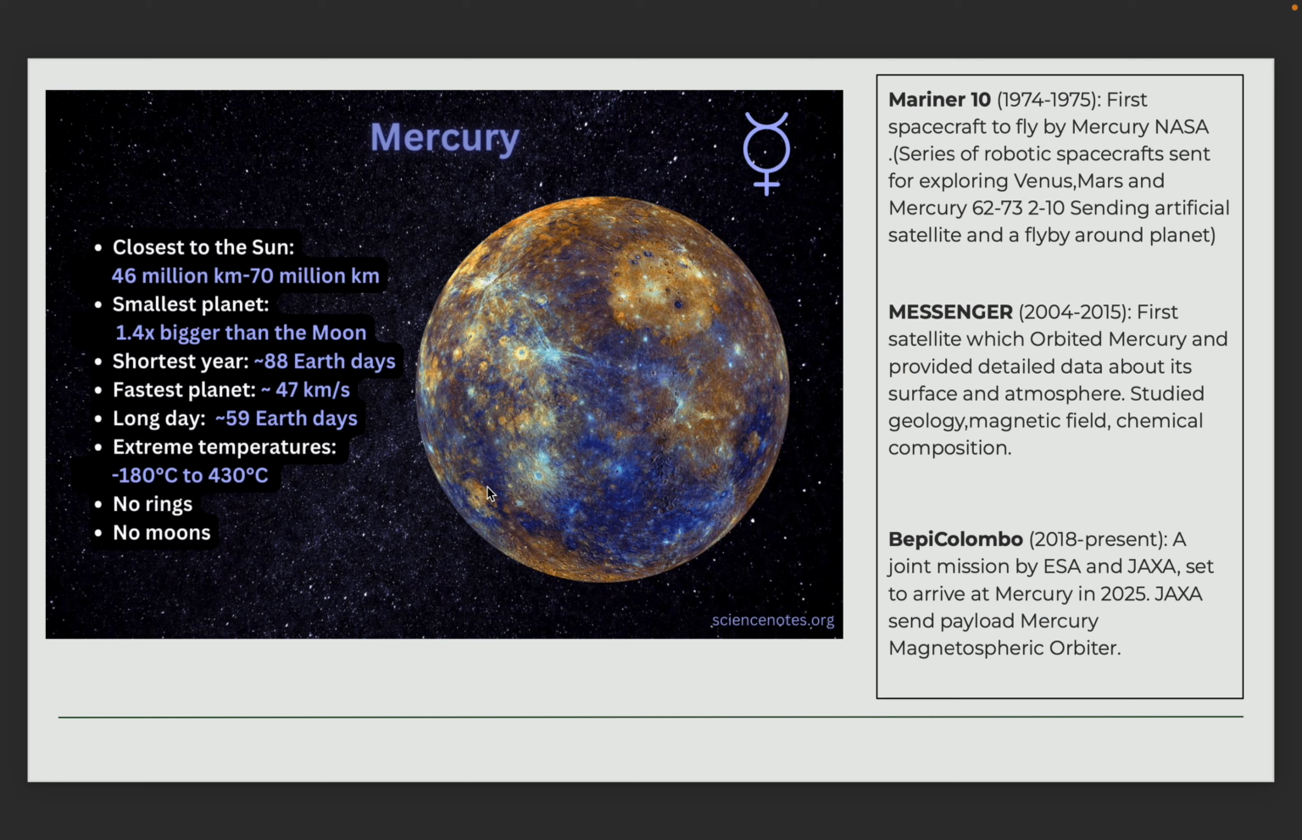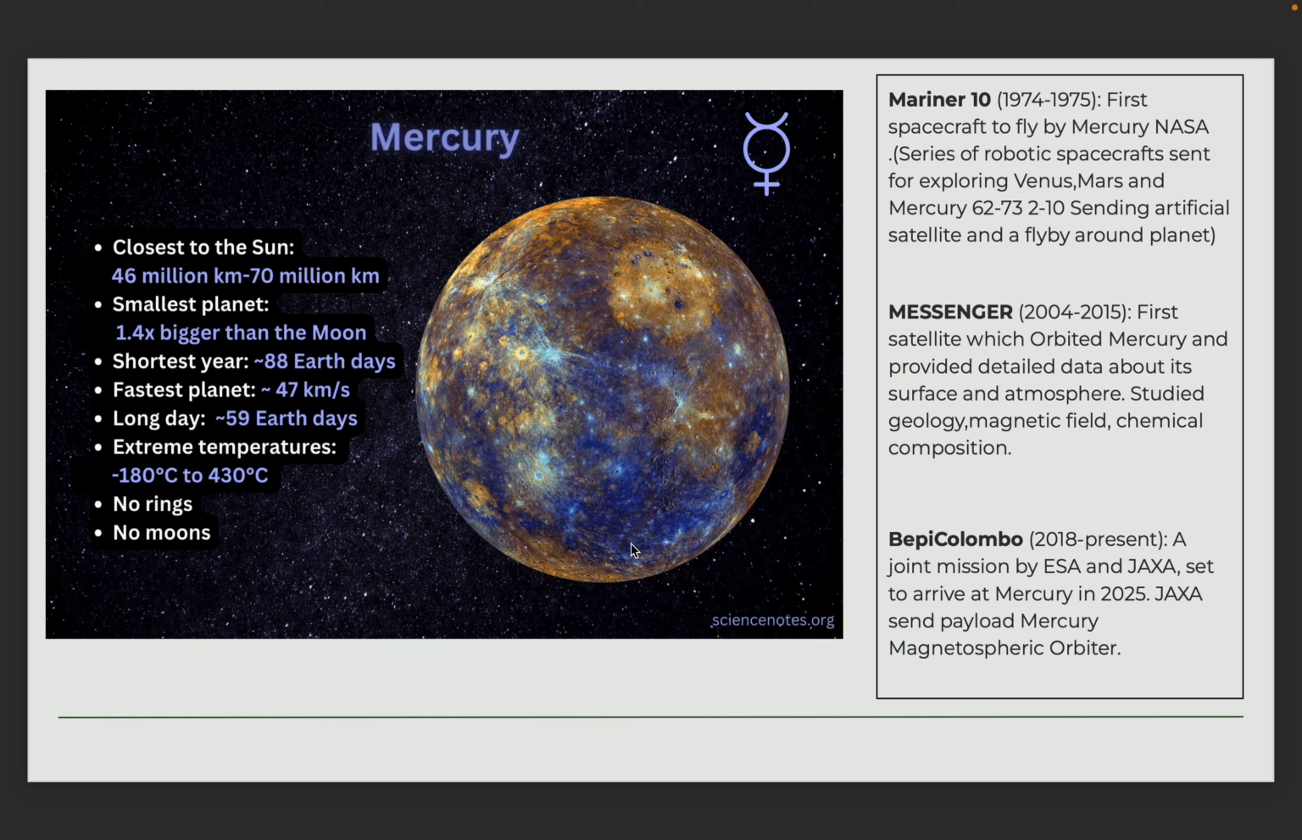So this planet has extreme temperature variation. So any geological activity of this planet, or the formation or the composition of this planet must be affected by this kind of temperature variation. Mercury does not show any ring, and Mercury does not have any moon.